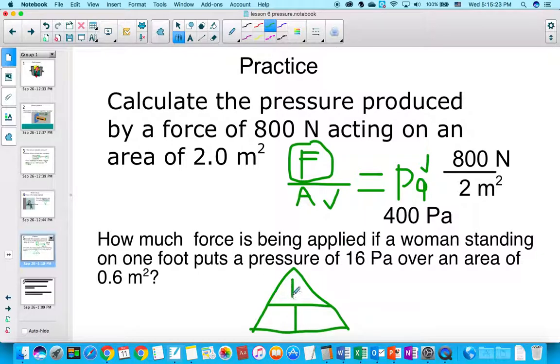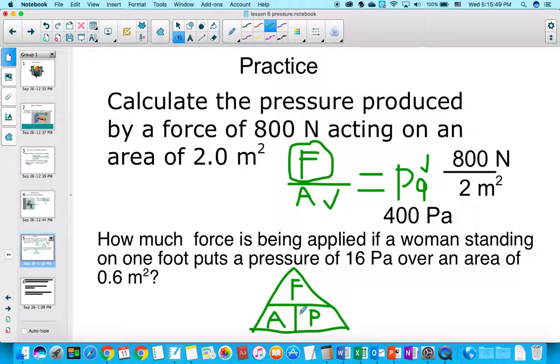So we have F for force, right? Our force over our area, so A for area, gives us our pressure. And I'm just going to put P for pressure rather than the unit. So just like with our density triangle for our calculation for density, we can calculate force by getting the area and multiplying it by our pressure.